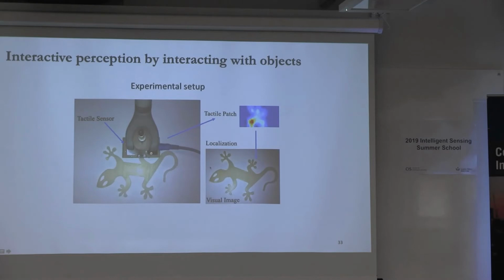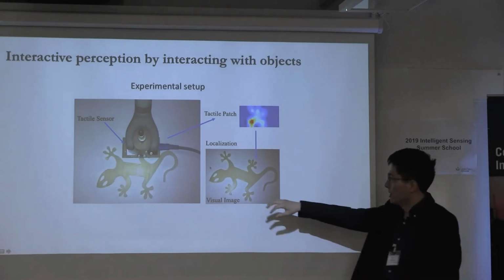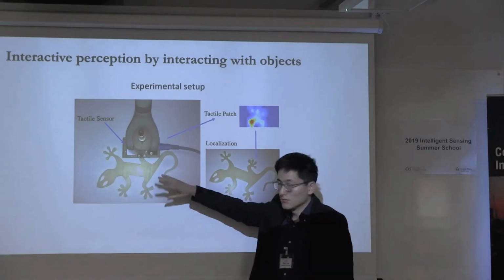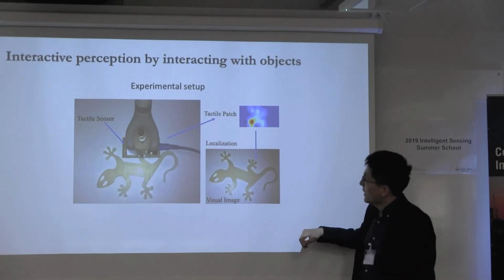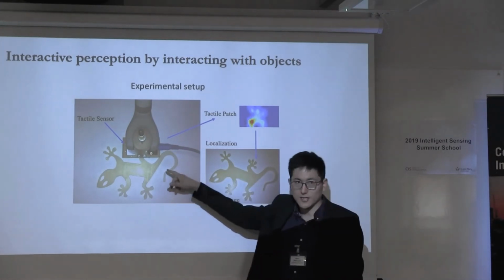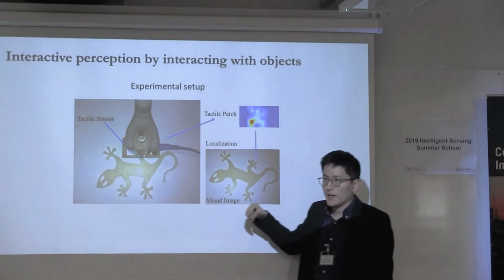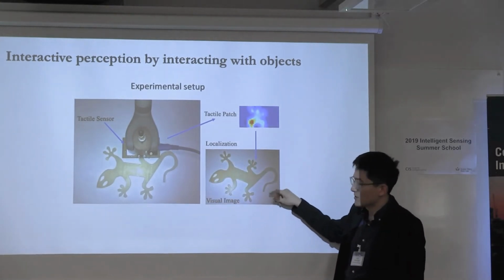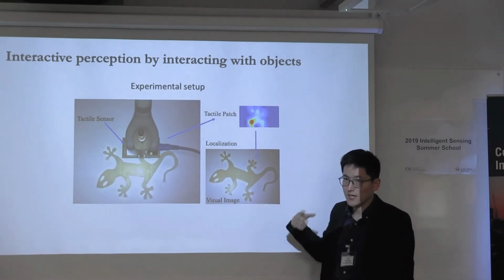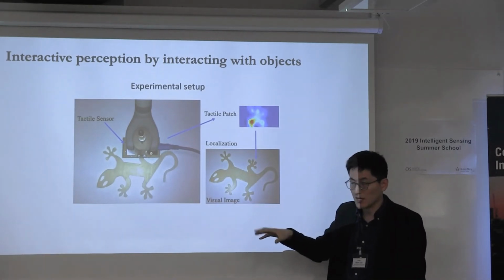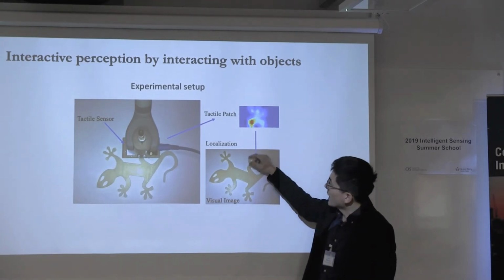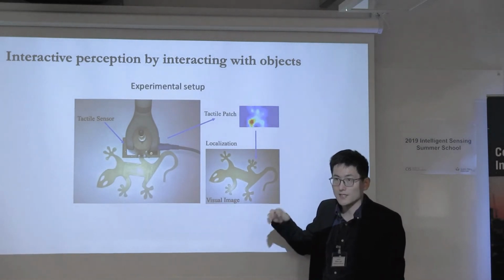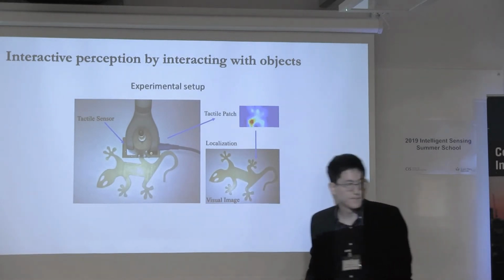And here is an experimental setup. We have a 3D printed gecko, and we have the robotic manipulator to explore the surface of the gecko. And we can localize the contact of the tactile sensor on the surface. We have a global view and a local view. We have a global view of these objects using the visual image, so we have a glance of the objects. And then we have the contacts, which are the local views of these objects. And we want to localize these contacts in this global map.